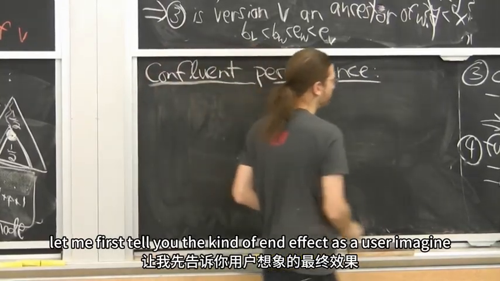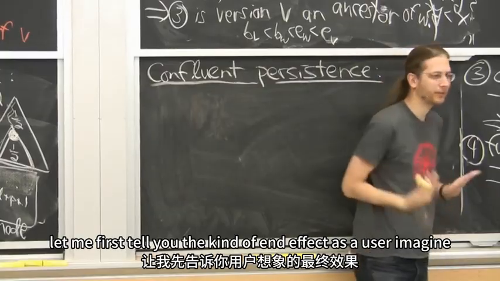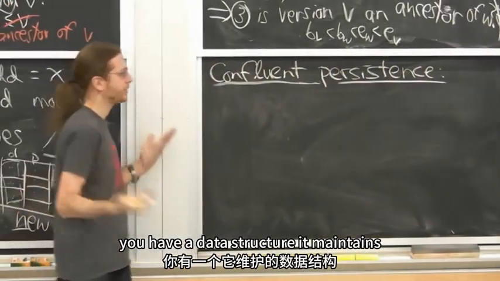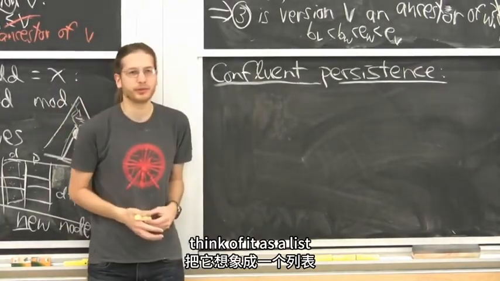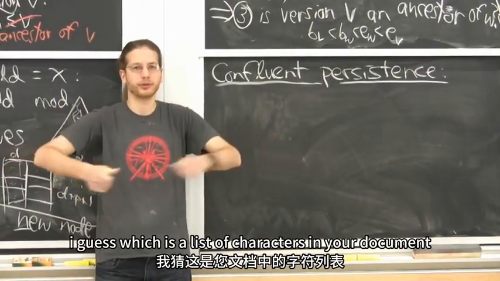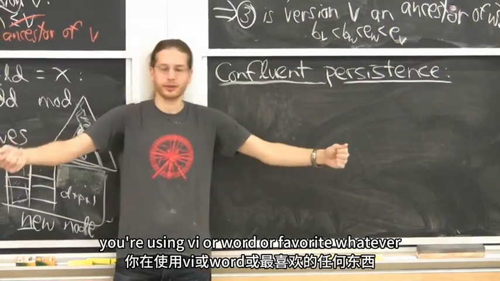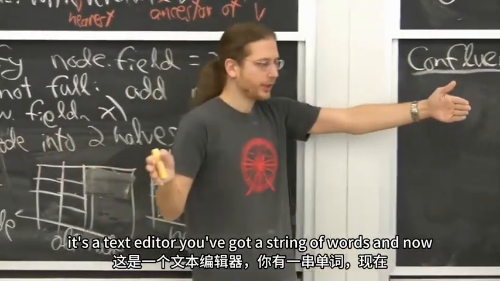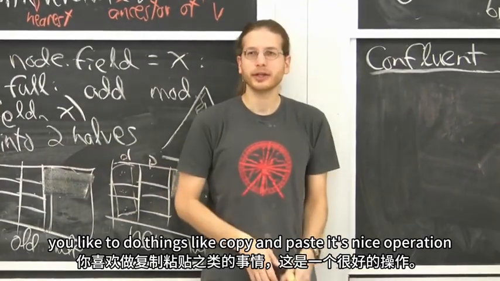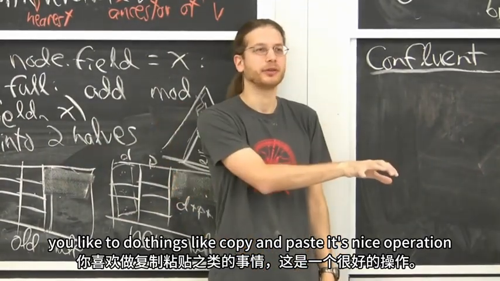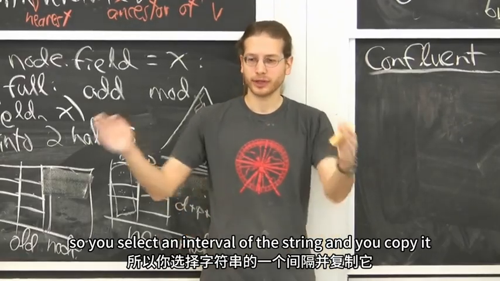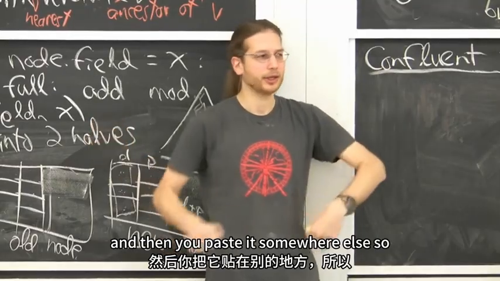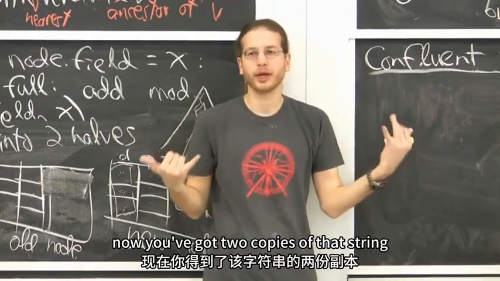Let me first tell you the kind of end effect as a user. Imagine you have a data structure. It maintains, think of it as a list, I guess, which is a list of characters in your document. You're using VI or Word, your favorite text editor. You've got a string of words. And now you'd like to do things like copy and paste. It's a nice operation. So you select an interval of the string, and you copy it, and then you paste it somewhere else. So now you've got 2 copies of that string.